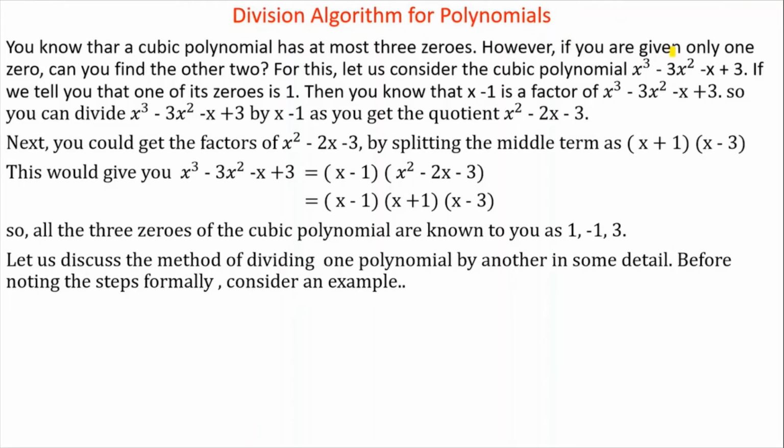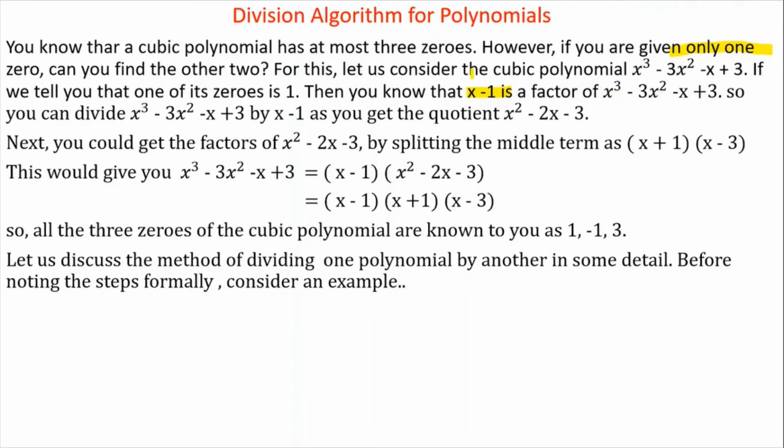So if one zero is given, then can you find the other two? Yes, it is possible. How? If a particular value becomes a zero for a given polynomial, that means the factor x minus that particular value is a factor of the given polynomial equation.